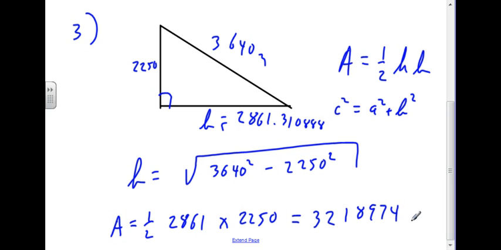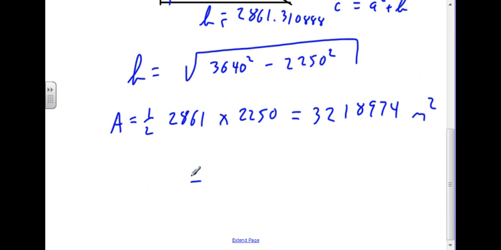3218974 meters squared. And then we'd say, well, we only really have 3 significant digits, so we should round it off to 3.